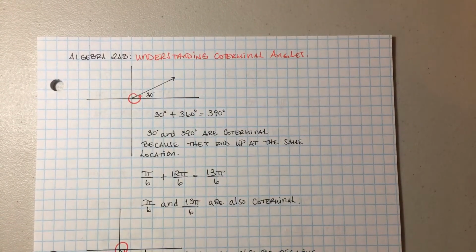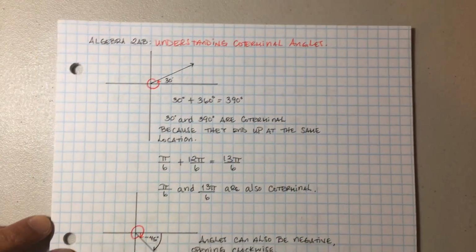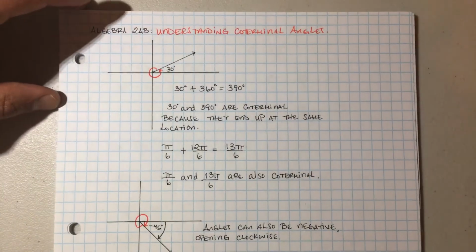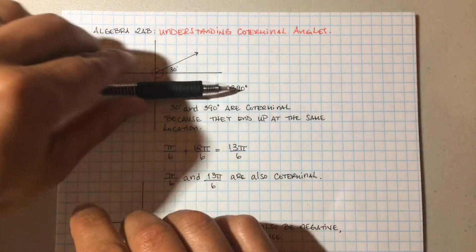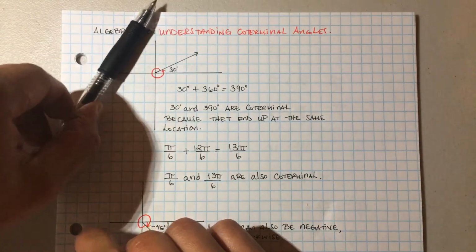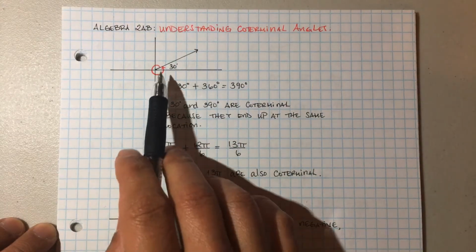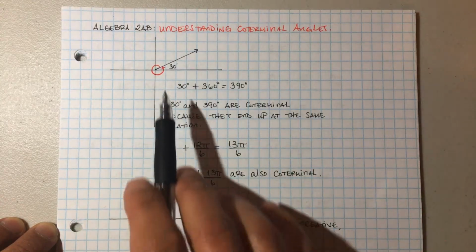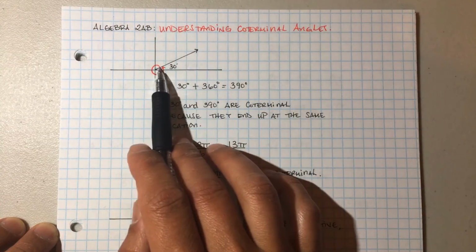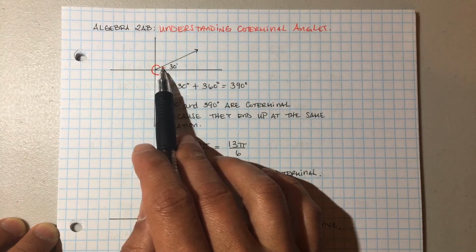Hey guys, in today's video we're going to talk about understanding coterminal angles. So we know that an angle opens from this way, opens up this way. Now, a coterminal angle can go around the circle more than once. If you notice, this is our 30-degree angle, but if I go all the way around, make a full turn, I end up at the same spot.